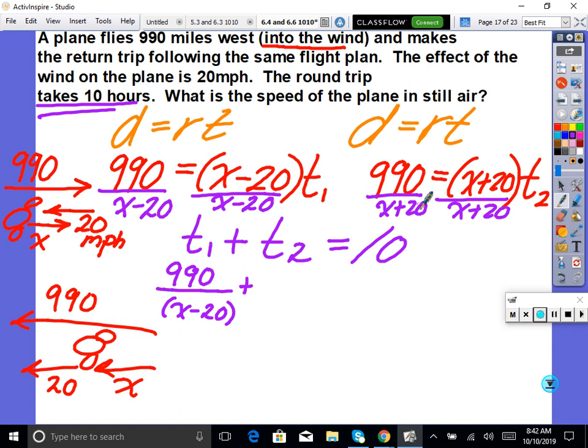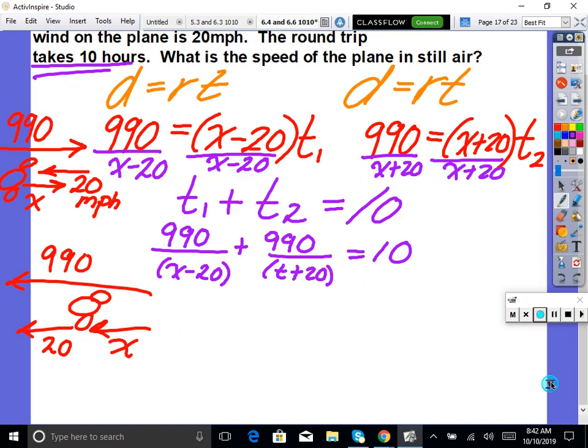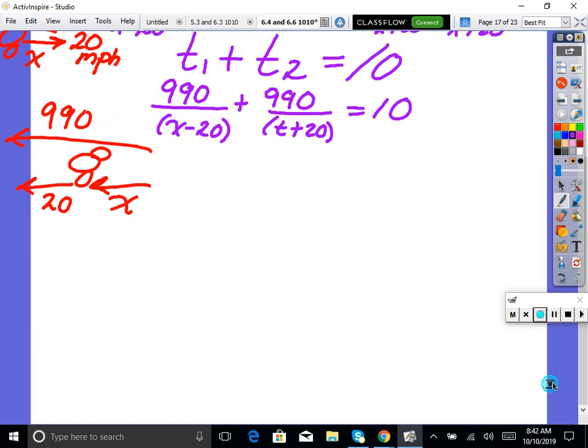The time of the second trip is 990 over t plus 20. And we know that equals 10. So now we just have a rational equation to solve. And the thing is, with these type of plane problems, which there will be one almost just like this on the test, they use big numbers because they want to make it realistic. You'll just need your calculator.